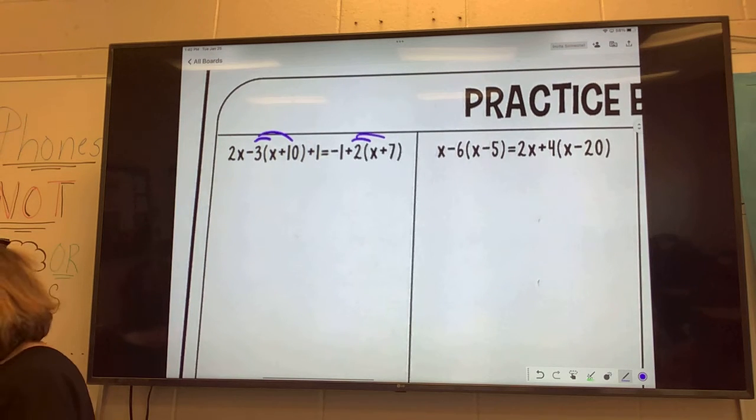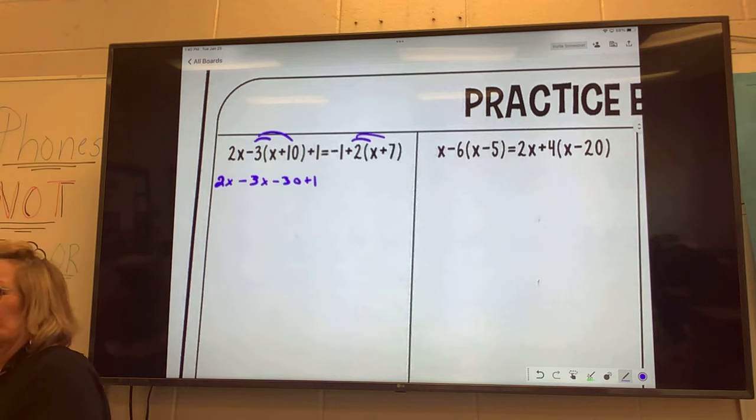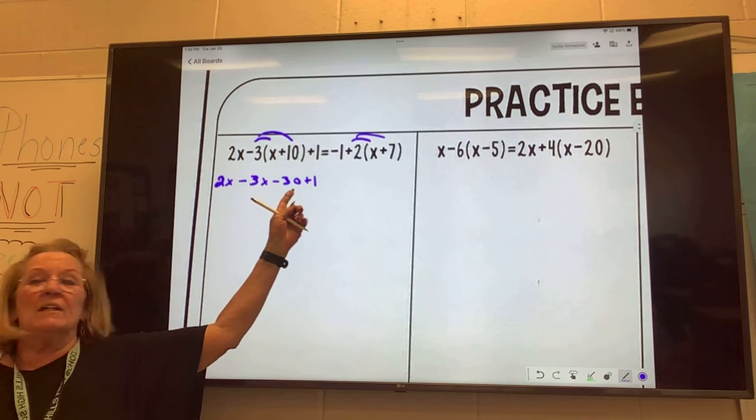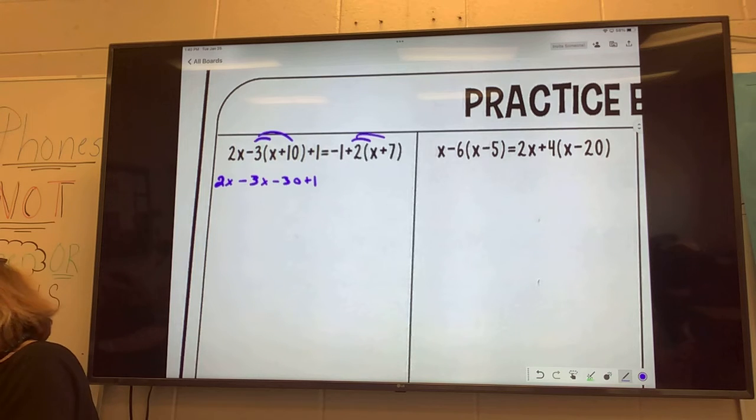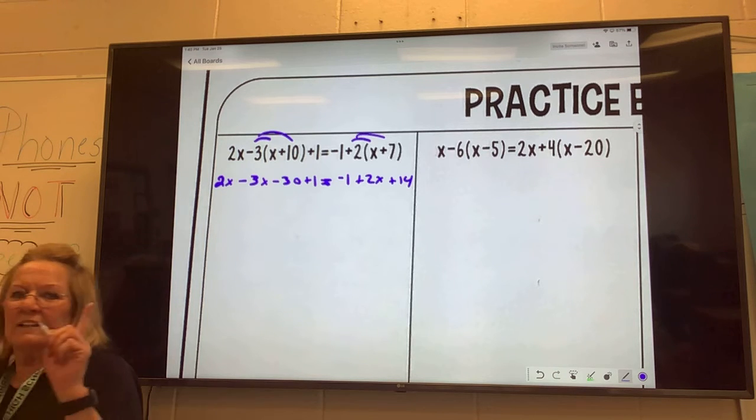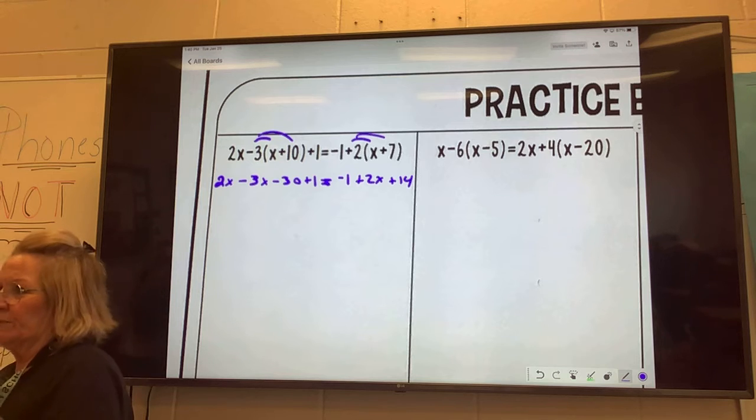Stop what you're doing and watch. So I'm going to bring down my 2x. That's a -3x minus 30 plus 1. Notice I didn't distribute and start combining at the same time. No. Equals -1 plus 2x plus 14. I did one step, only one.